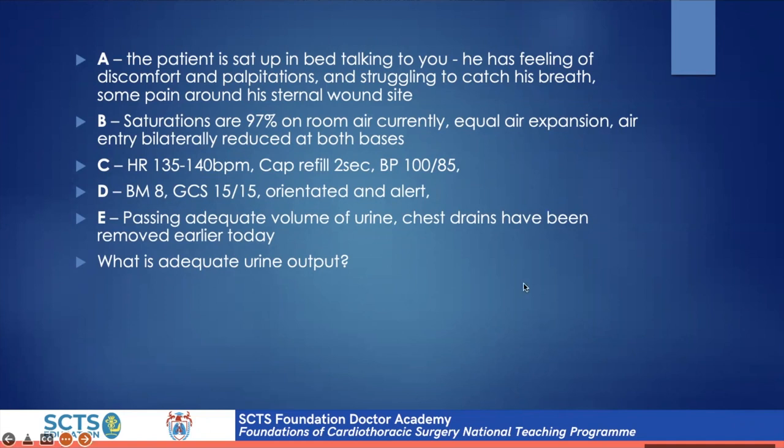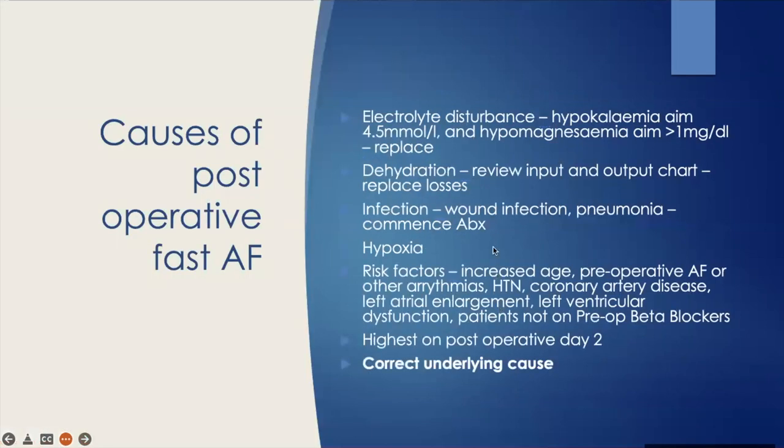Great. Other things that can cause or risk factors for postoperative AF? Does anyone have any ideas? Yeah, pneumonia might drive it, infection. Infection, excellent, yeah, most commonly chest infection, but any infection, obviously. Dehydration as well is another important thing. So it's always making sure that we replace things that have been lost. Things like hypoxia as well. And risk factors are things like coronary artery disease and preoperative arrhythmias as well. So obviously preoperative AF. So these are all the things that we need to be looking for. So top three things: electrolyte disturbances, hypokalemia, hypomagnesemia, dehydration. That's why I'm talking about make sure we review the input and output charts. Infections postoperatively, most commonly pneumonias, urine tract infections, wound infections, hypoxia as well.